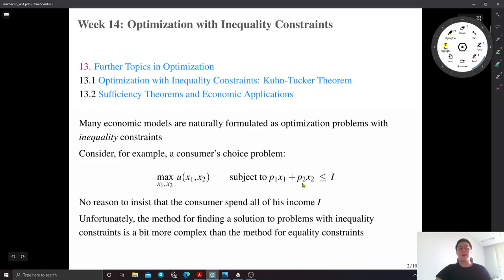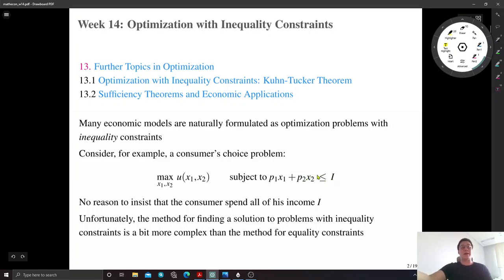Once again, the budget constraint shows the possible choice for x1 and x2, but there is no reason to insist that the consumer spends all of her income. She may choose, say, not to consume anything, so (0,0) for x1 and x2. That is also a possible choice. So that means this budget constraint should be given by an inequality constraint rather than an equality constraint.